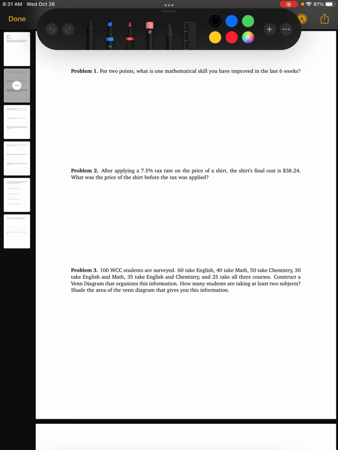So in this problem, you have a 7.5% tax rate applied on the price of a shirt. The final cost of the shirt, which includes the cost and the taxes, is $38.24. So what was the price of the shirt before the tax was applied? To solve this, I let C be the cost of the shirt before tax.